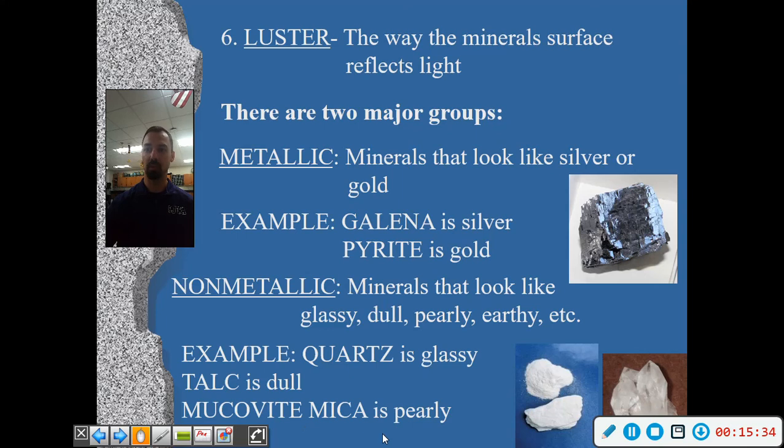Okay, so quartz is glassy because it's got that crystalline look. Talc is dull. Muscovite mica is a pearly look. It's kind of shiny looking, but again, is not metallic.